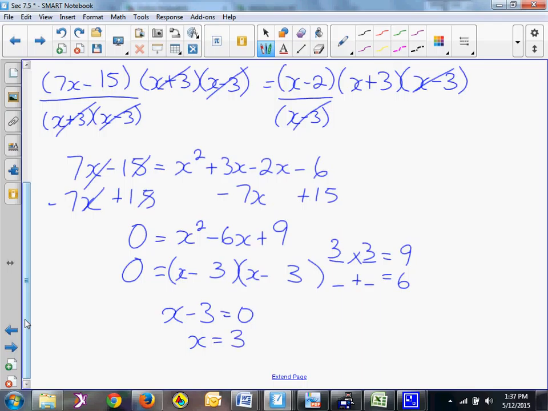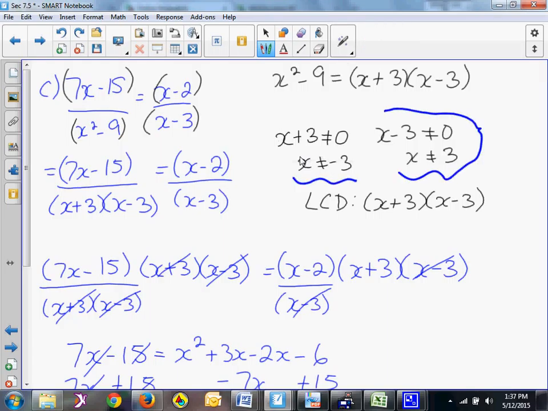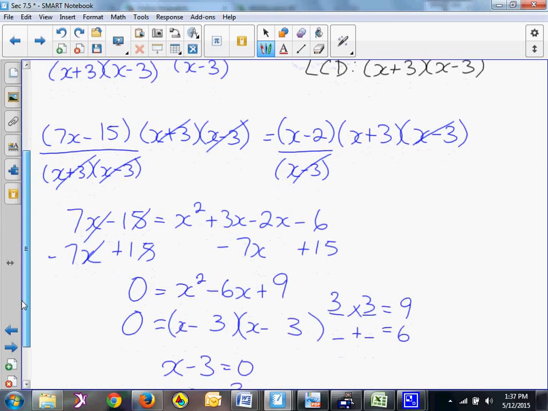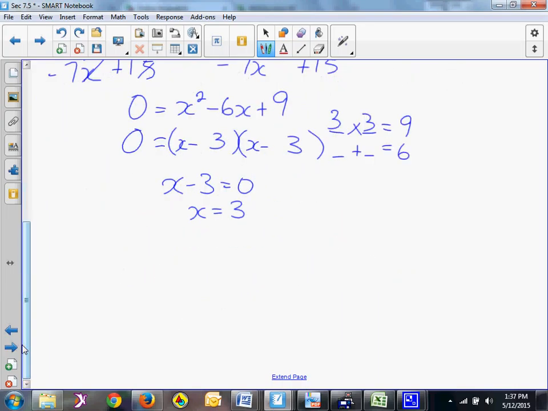So I need to check this with my non-permissible values. Our non-permissible values say that x can't be negative 3, x can't be 3. So this one specifically, we figured out that x is equal to 3, but it's not allowed to be. So even if we solve this and got x is equal to 3, we can't have that. That's not allowed.